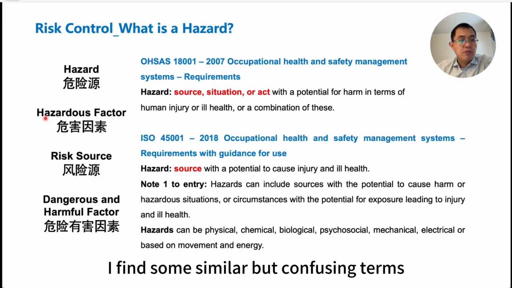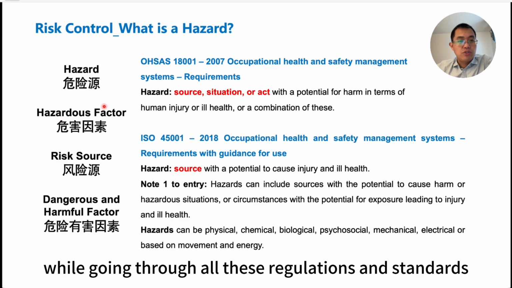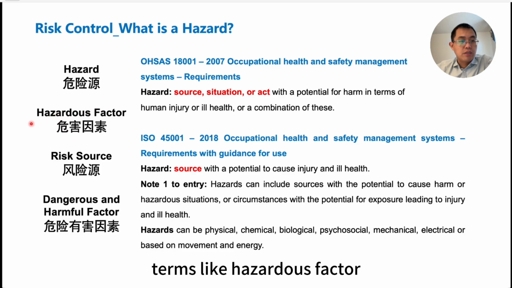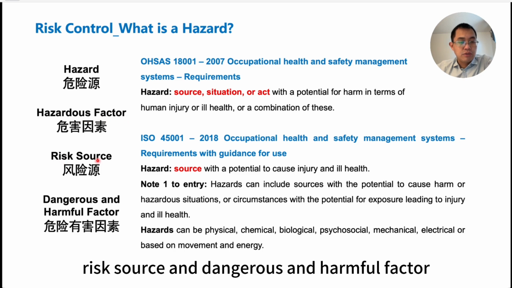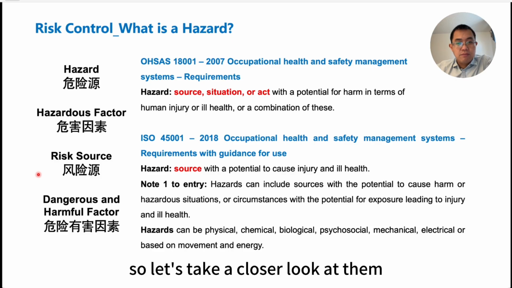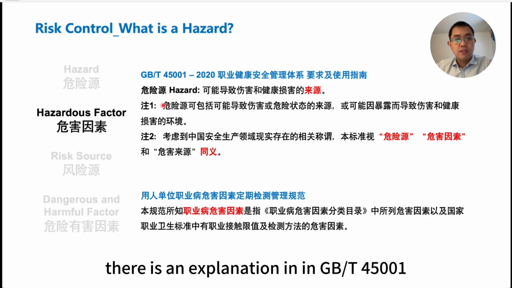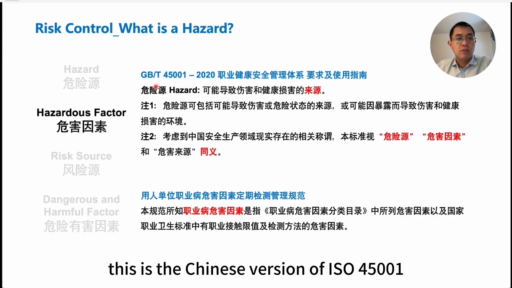I found some similar but confusing terms while going through all these regulations and standards. Terms like hazardous factor, risk source, and dangerous and harmful factor. I feel like these terms are China specific. They are only used in China. So let's take a closer look at them. The first term is hazardous factor. There is an explanation in GB/T 45001. This is a Chinese version of ISO 45001.